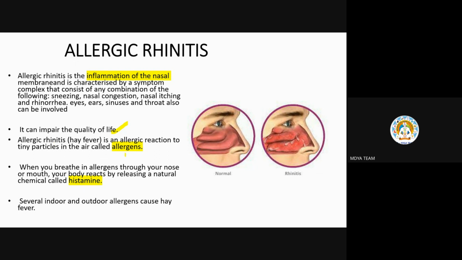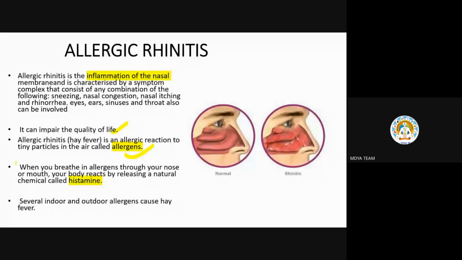Okay, this is very understandable, I think. We will not go through it line by line, but after reading this, I will make you understand what exactly it is saying. So when you breathe in the allergens through your nose or mouth, your body reacts by releasing a natural chemical called histamine. Whenever we breathe in these allergens, the small tiny particles, our body releases a natural chemical called histamine. So what exactly is the work of histamine? We'll see in the next slide.